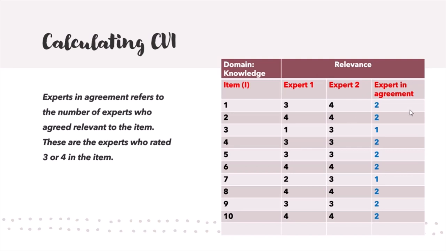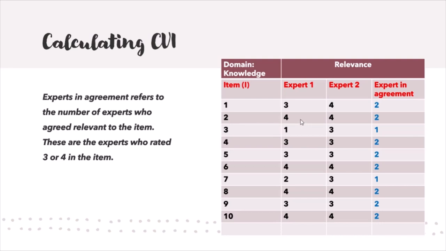And then under expert in agreement, this is what you will work on. So expert in agreement refers to the number of experts who agreed the item is relevant. So these are the experts who rated 3 or 4 in the item. So let's take a look at item number 1. Expert 1 gives a score of 3. Expert 2 gives a score of 4. So how many experts in agreement agreed that item number 1 is relevant? So since expert 1 gave 3 and expert 2 gave 4, the expert in agreement is 2, meaning both of them agreed that item number 1 is relevant. Let's take a look at item number 2.